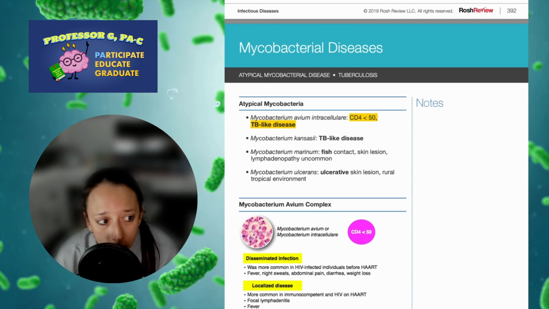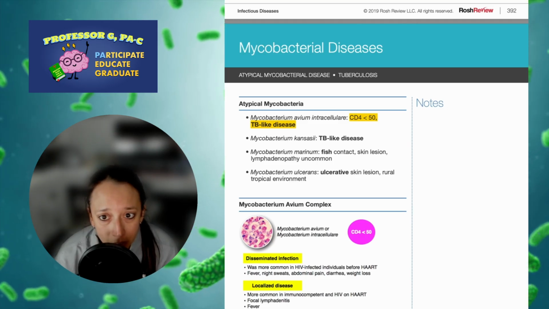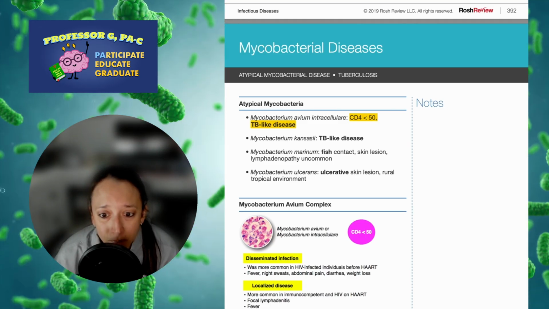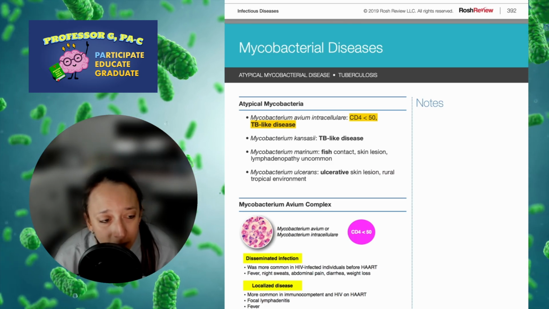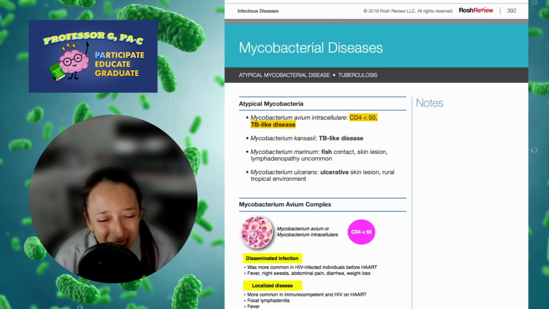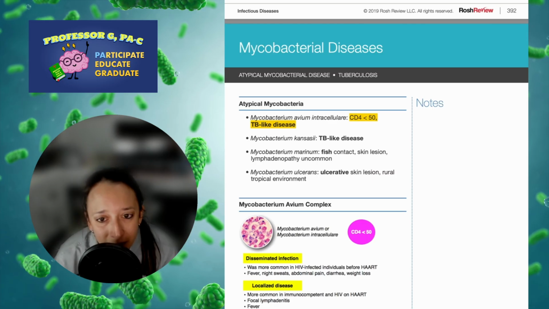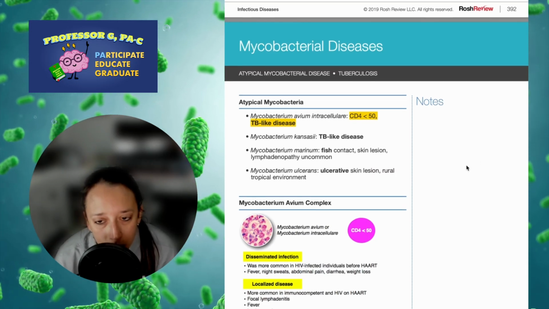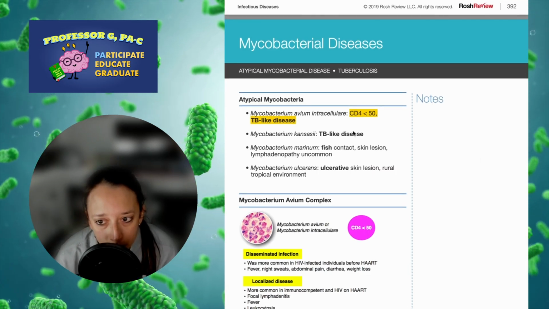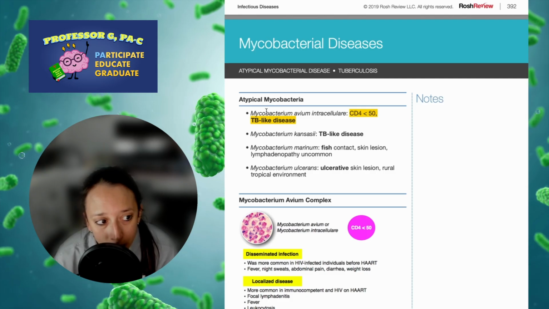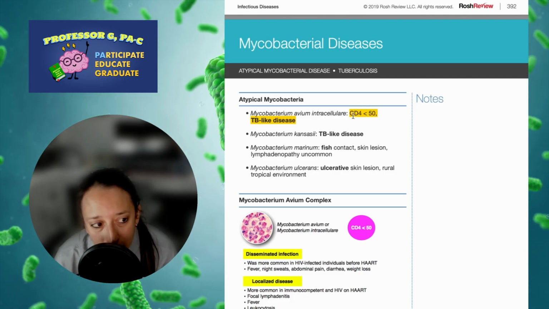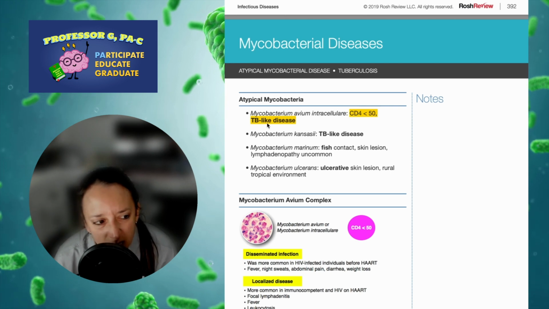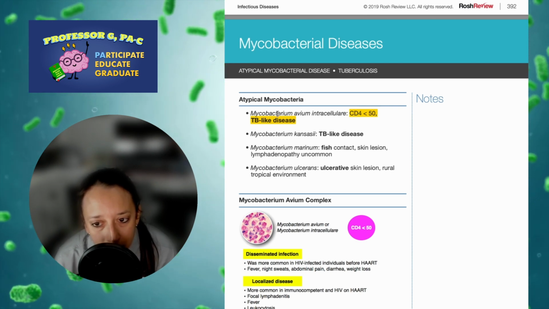So now let's move on to mycobacterial infections, okay? We're going to start with atypical mycobacteria, and these are environmental organisms that can cause TB-like or skin infections, especially in immunocompromised hosts. And we're talking pretty severely immunocompromised. The MAC, or Mycobacterium avium intracellulare, affects patients with a CD4 count less than 50. And it has a disseminated TB-like illness.